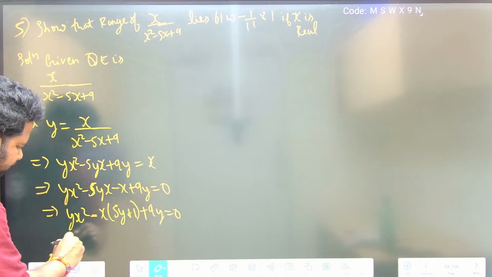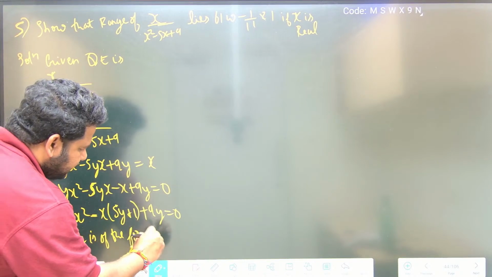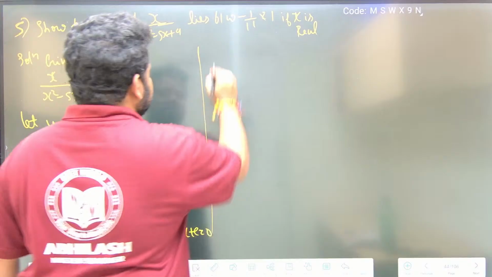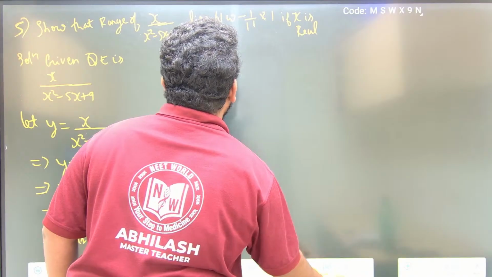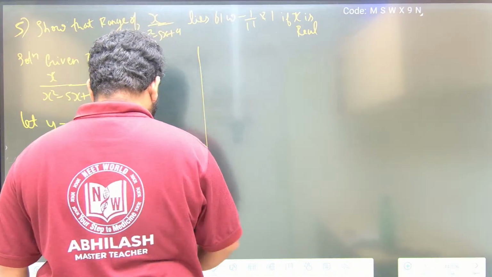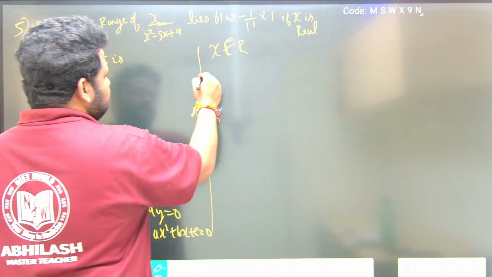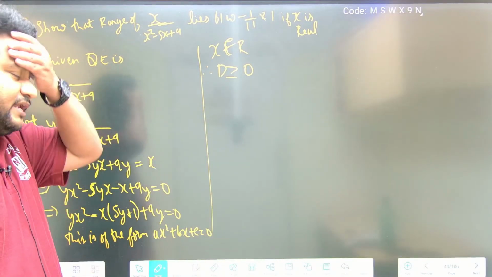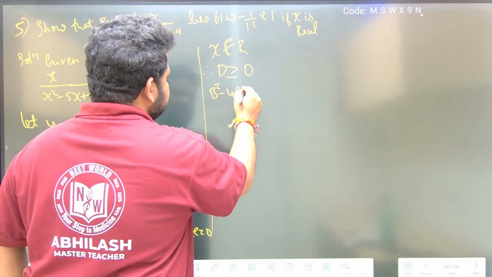This is of the form ax square plus bx plus c is equal to 0, and also x belongs to real numbers, they are only given. Therefore the discriminant is greater than or equal to 0, that is, roots are also real. You should write it. Discriminant is greater than or equal to 0, that is b square minus 4ac is greater than or equal to 0.